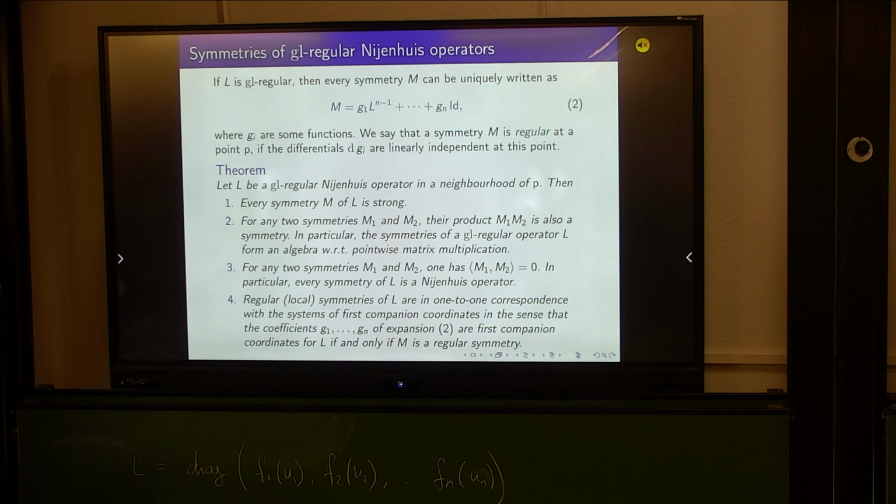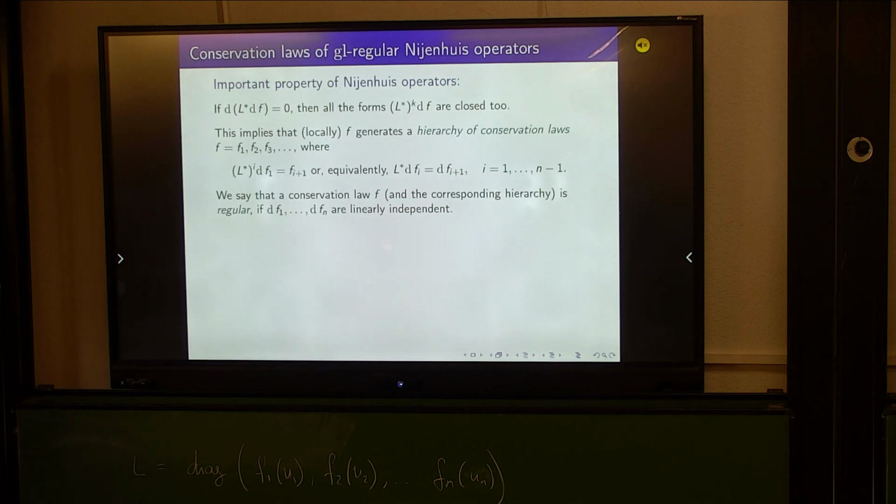The next result is something about conservation laws for Nijenhuis operators.